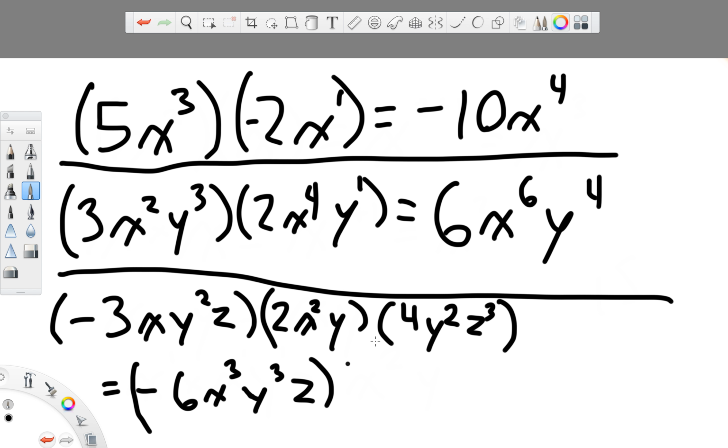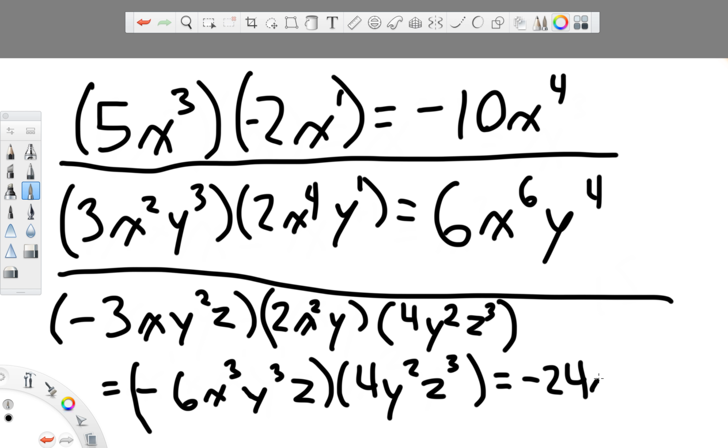And we can't forget about the last part. It is the 4y squared z to the power 3. Let's multiply that out. Negative 6 times 4 is negative 24. We have x to the power 3 and no x here, so that just stays x to the power 3. We have y to the power 3 here and y squared here, so 3 plus 2 is 5, so it's going to be y to the power 5. Then we have z and z to the power 3. Well, z is to the power 1 if it doesn't show any exponent, so that's 1 plus 3, which is z to the power 4.